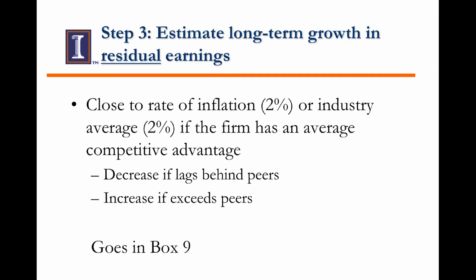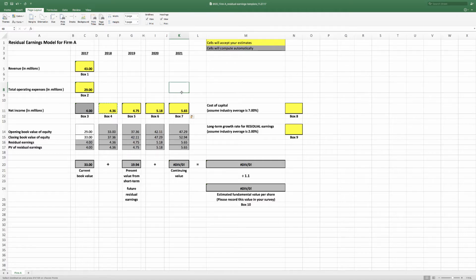Step 3. Next, you will make an estimate of long-term growth or continuing value. This is based on the long-term growth rate in residual earnings. This number should be close to the rate of inflation of 2% or the industry average of 2% if you believe that the firm has an average competitive advantage. You might decrease it slightly if you believe it lags behind its peers, or increase it slightly if you believe it exceeds its peers. This goes in box 9. Let's update the spreadsheet for Firm A. I expect Firm A has an average competitive advantage, so I will input the industry average of 2%.